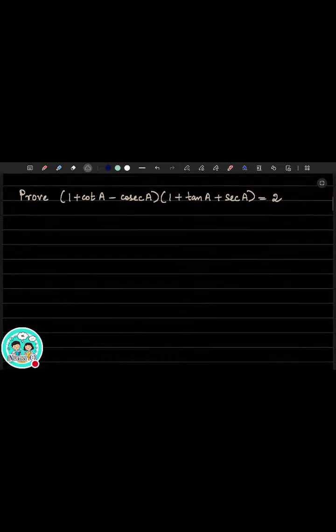So you have cot, cosecant, tan and secant. In the right hand side, you do not have any trigonometric terms. You only have the number 2. So the best way to do it is to convert everything into sine and cos. Take your LHS and convert everything into sine and cos, that is the way to go. Okay, so let's do it.